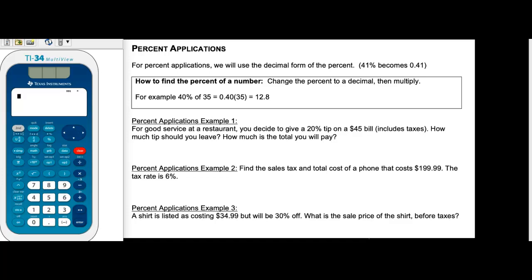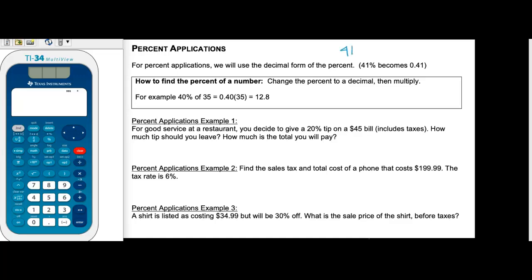In this video, we're going to do some percent application problems. Before we jump into the problems, let's just review how we convert a percent to a decimal, because we're going to have to do that in all of these problems. Let's say, for example, you have the percent 41.